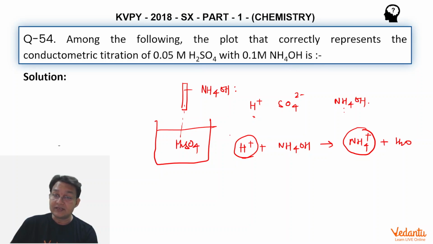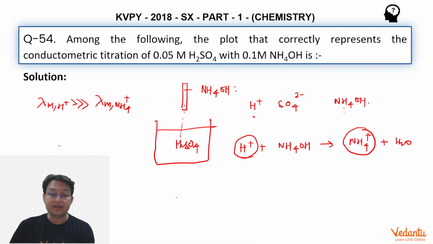And since H plus ions have a very high ionic mobility, lambda molar of H plus is much greater than lambda molar of NH4 positive. So initially the conductance will decrease, and the decrease is due to what? It is because the very fast moving H plus ions, with very large ionic mobility, are getting replaced by NH4 plus ions.